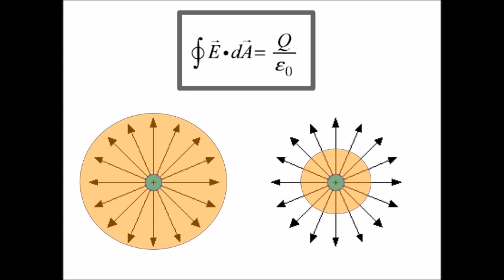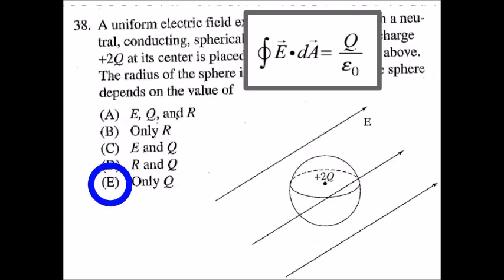On the left, we have a big sphere, so we have a bigger area and a weaker electric field. On the right, we have a smaller sphere, a smaller area, but a stronger electric field. They cancel out. It does not depend on R. The most common answer that I received was answer D, but answer E is correct. It does not depend on R. Flux is equal to Q over epsilon naught, just the Q inside.